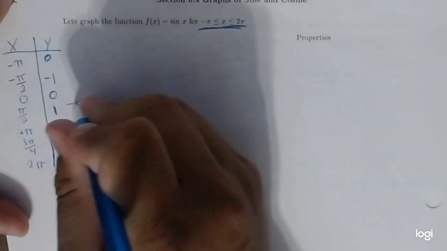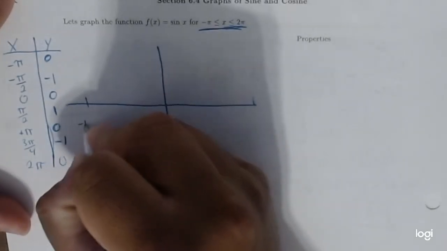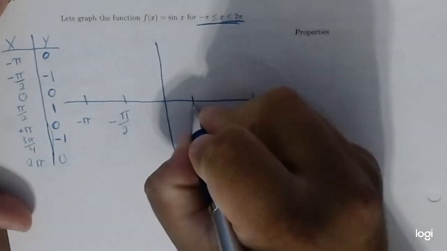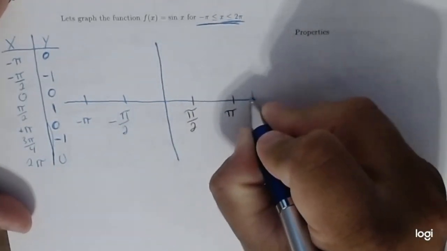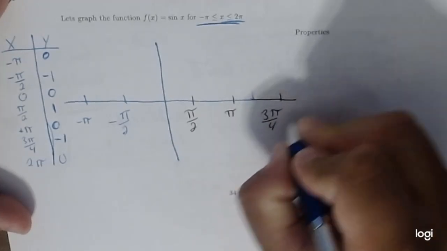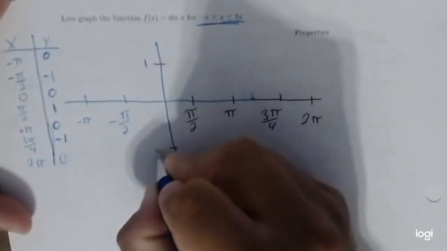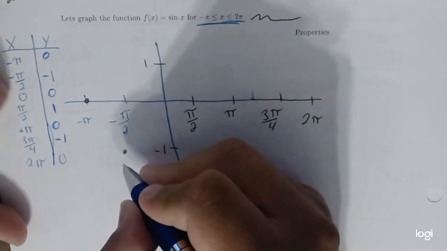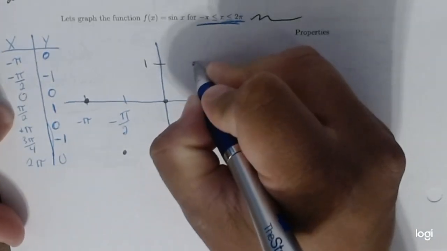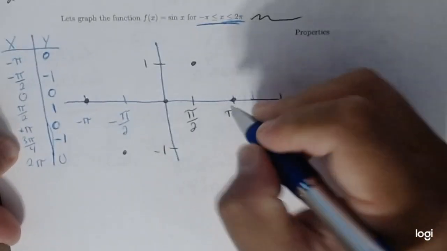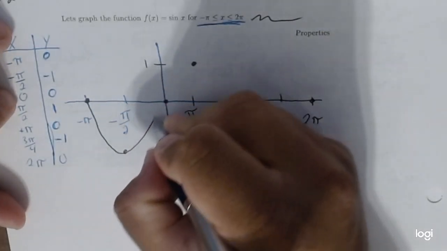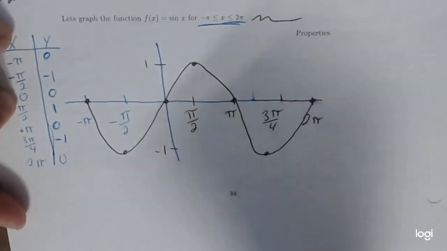And now all we're going to do is simply graph them. All right, and now these are our points, right? Negative pi, it's 0. Negative pi over 2, it's negative 1. 0, 0. Pi over 2 is 1. Pi is 0. 3 pi over 2 is negative 1. And then finally back to 0. And now we're just trying to connect it as a nice smooth curve as possible. And there is our sine function.